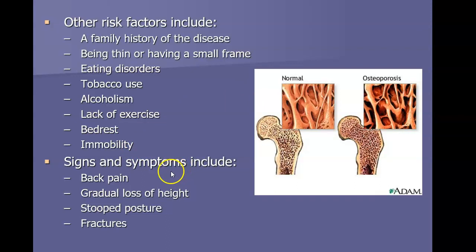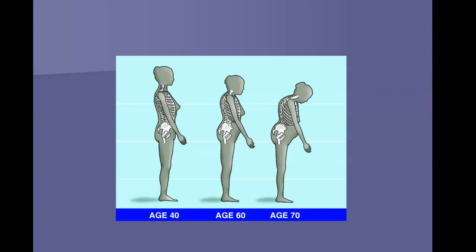Immobility. So signs and symptoms: back pain, gradual loss of height. You'll actually see people getting shorter as they get older because their bones are weaker and they're starting to compress down some. Stooped posture, where they can't even hold their head up properly. And then frequent fractures, where their bones start breaking. So this shows you a woman at age 40, at age 60, and at age 70. So really important that we keep our bones healthy and nice and strong.